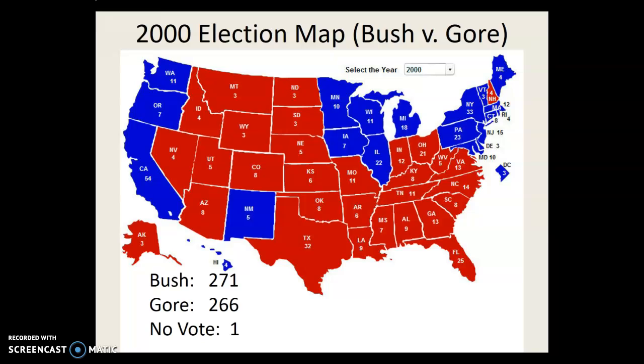Now look at what the electoral tally was. Bush got 271 electoral college votes. Al Gore got 266.